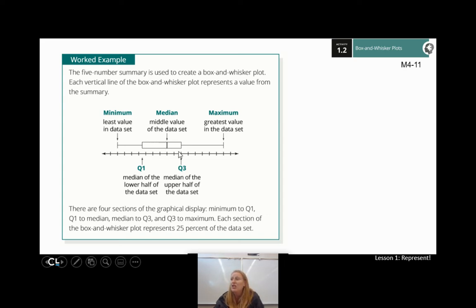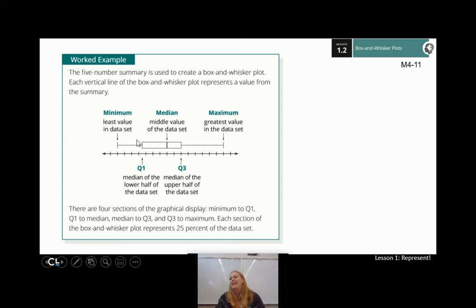The third section is our median to quartile 3, our second half of the box. And of course, our last section is that last line from the third quartile all the way up to our maximum value. It looks kind of weird, because it's not really in the middle, it's the middle value.